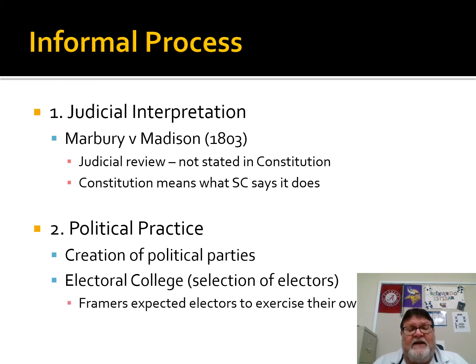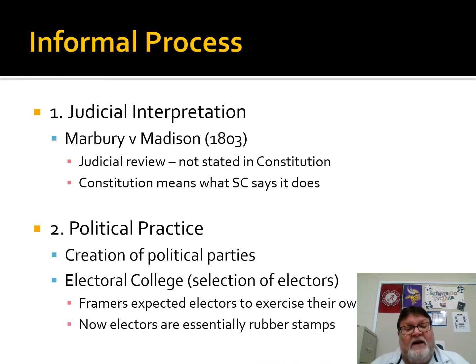So initially, the framers expected the electors to exercise their own judgment. That's what's behind the picture there. So you voted for electors, a slate of electors, and you voted for them to make their best choice for president. That is not the way it is anymore, because now electors are basically rubber stamps.